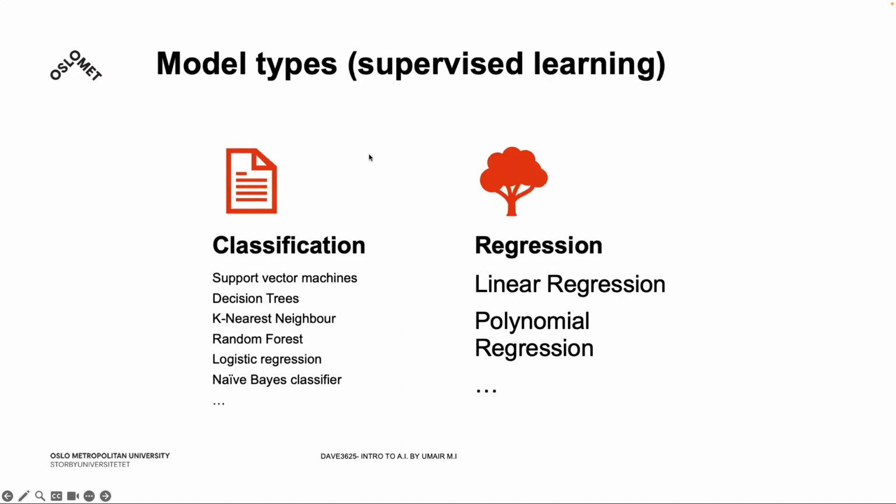So there are two kinds of supervised machine learning. You have one type called classification algorithms, and then there's another type called the regression algorithms. Now, these are two big types. So then within these two big types, you have further models. For example, classification can have support vector machines, decision trees, k-nearest neighbors, random forest, logistic regression, naive Bayes, and so on. There are quite a lot. Regression, you have linear regression, polynomial regression, and so forth.